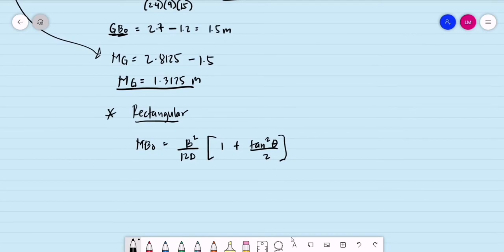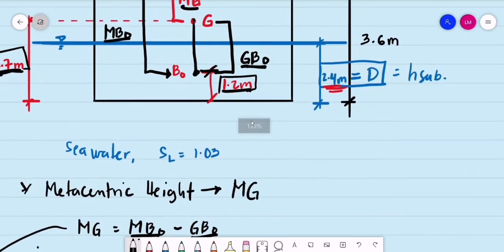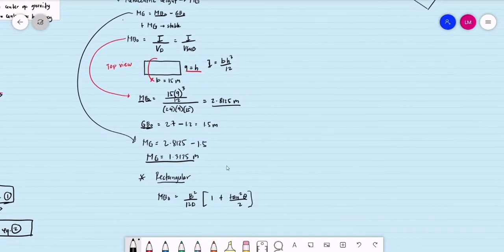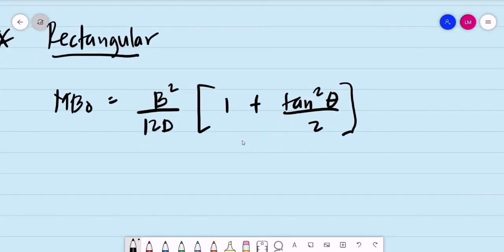Yung B na gagamitin natin dito is kung ano yung width na i-consider natin. Ang weaker axis natin is yung 9 meters. Kaya siya yung gagamitin natin na B equal to 9 meters. Tapos yung D natin is yung height submerged, that is 2.4 meters. So, dito sa number 4, wala naman siyang sinabi na may rotation na or may rolling na nangyari. So, kung wala siyang sinabi na rotation, i-assume mo muna yung theta is equal to 0 degree.